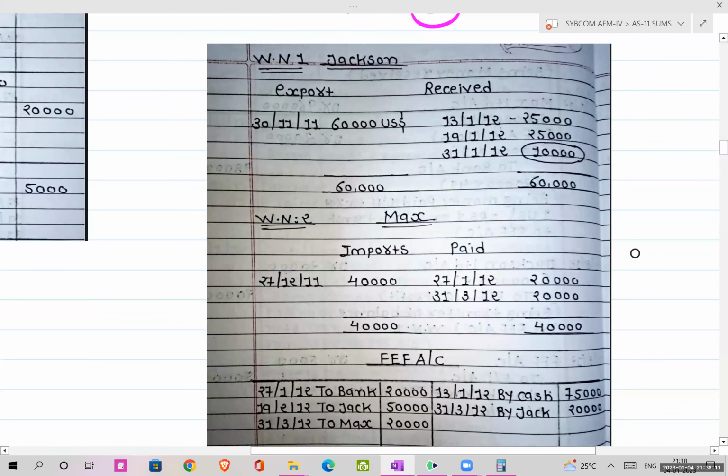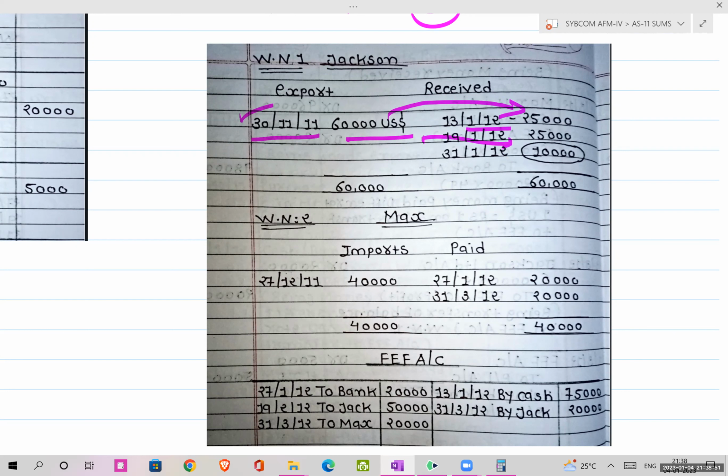Now there are two parties with you. One is Jackson and the other person is Max. Okay? So with Jackson I have done exports. I have exported goods to Jackson. Okay, the deal was done on 30/11, for 60,000 US dollars. The first installment was received on 13th January, 25,000.